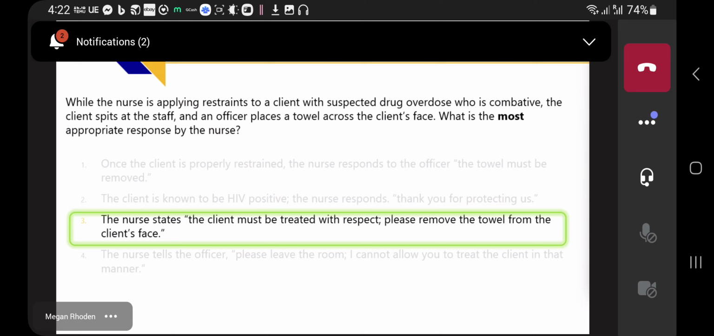If the security officer fails to follow the nurse's direction, the next step is to instruct the officer to leave the room. But this would not be the most appropriate response, as the help of the security officer is still needed to help in restraining the client.